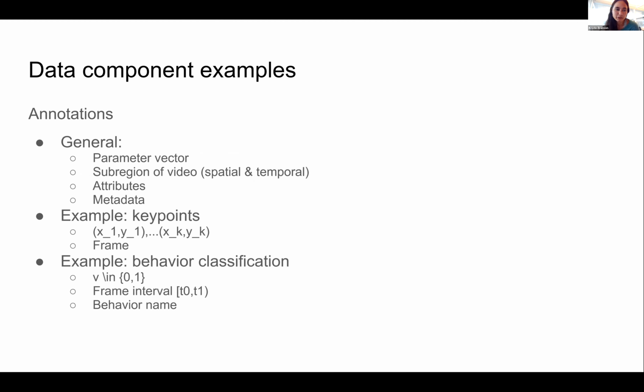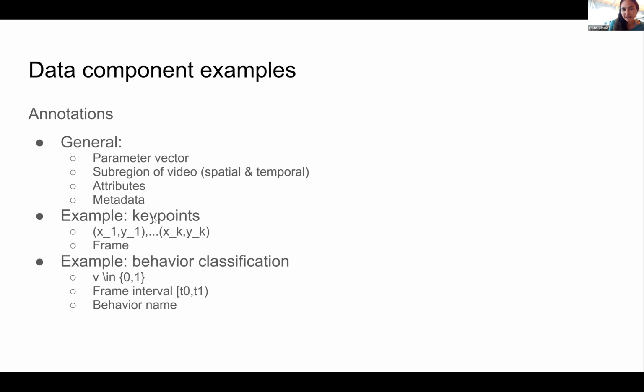Another type of data component that we imagine having are annotations. And we could imagine this being an inherited hierarchical definition. So there's a general form that all types of annotations might take, which is some parameter vector and some information about what subregion of the video, both spatial and temporal, this corresponds to, some attributes that may be important to keep track of, and then some metadata.